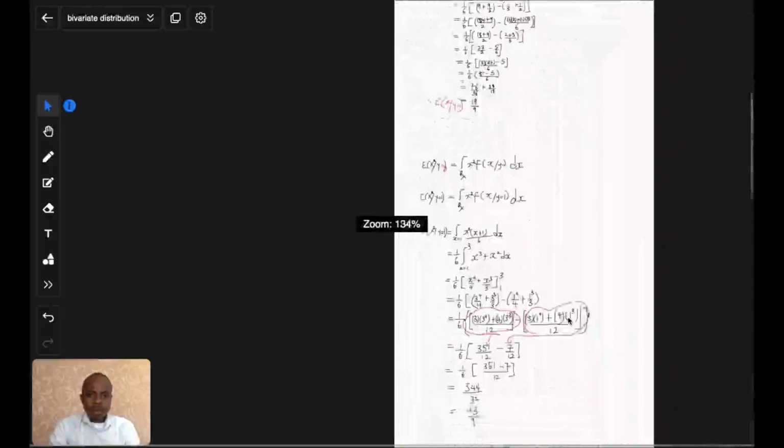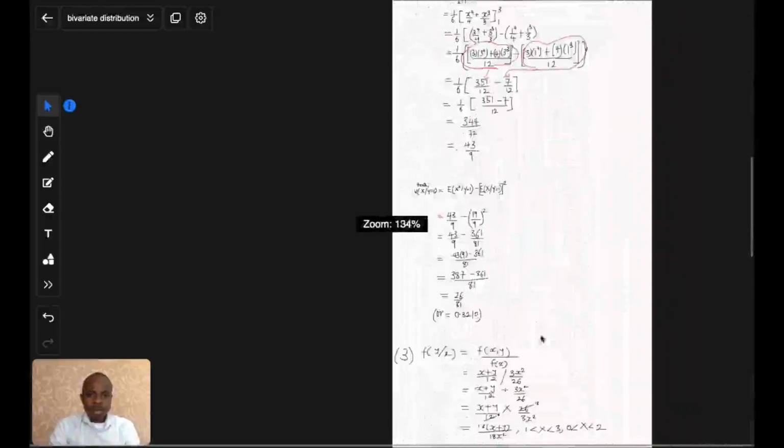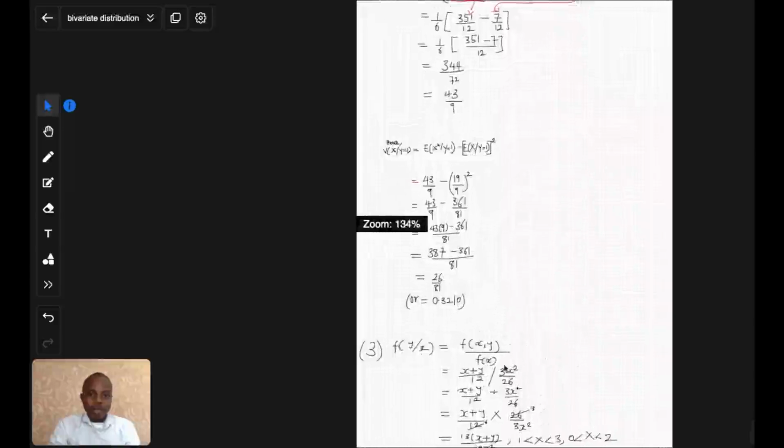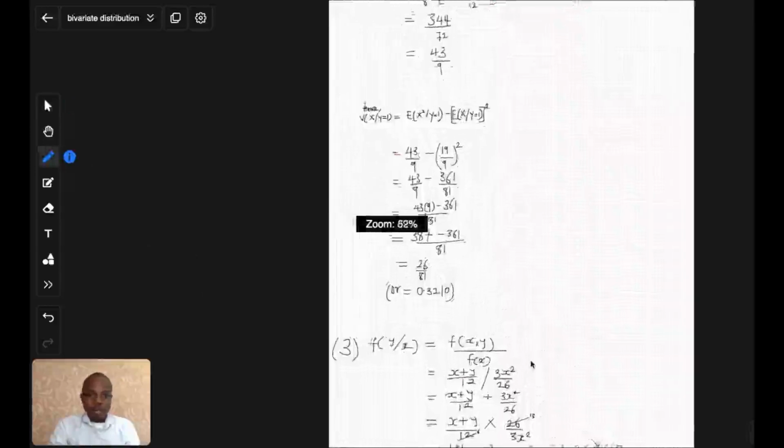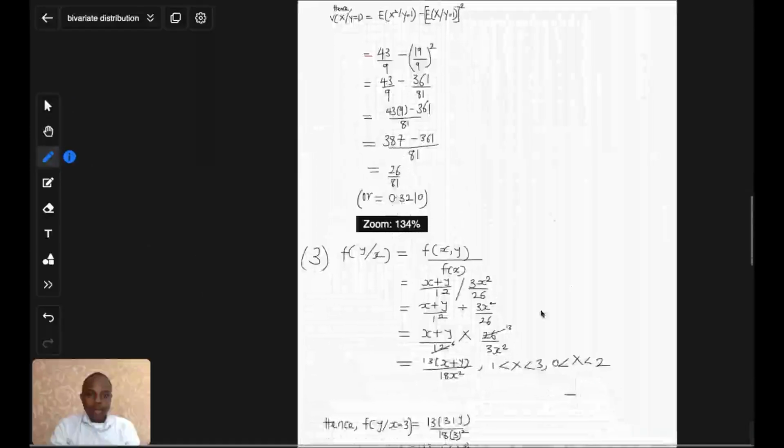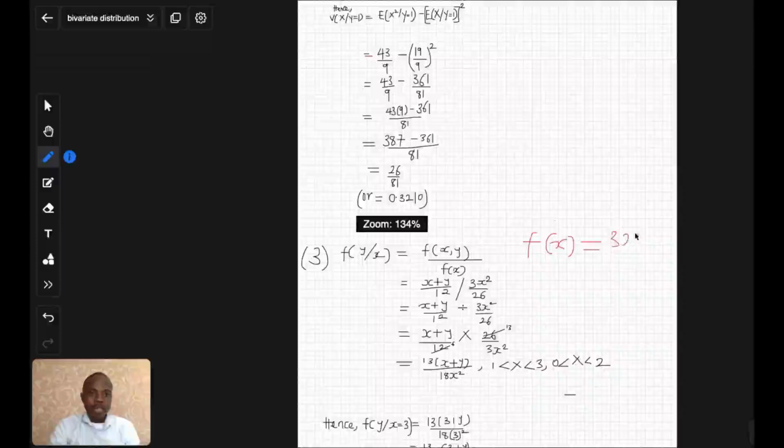So we were to look for the conditional distribution of y given x, and x itself, I've written it above, is supposed to be, I've done this actually. So f of x, I mean to say, is actually 3 raised to the power of x squared over 26. All right, don't forget the range: 1 is less than x is less than 3.